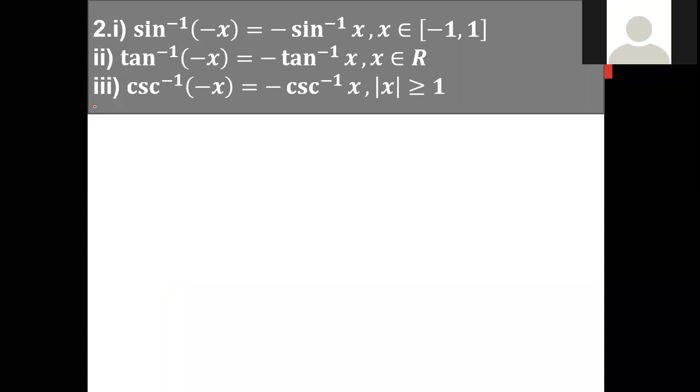Okay. So, the second property, that is you have to prove tan inverse of minus x is equal to minus tan inverse x. Those who have understood, you can start. Those who have doubt in some of the steps, you wait for me.